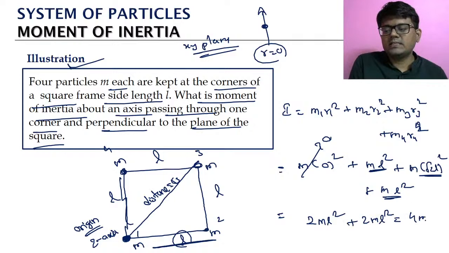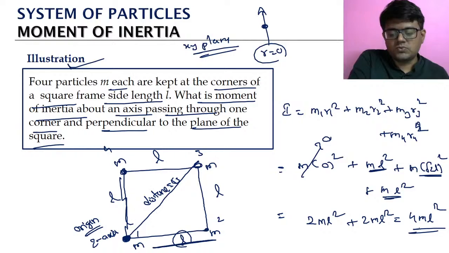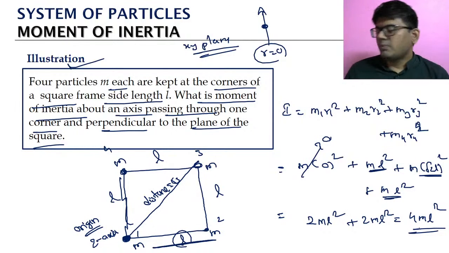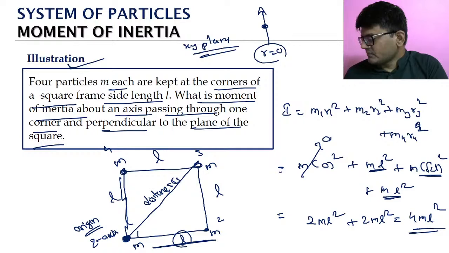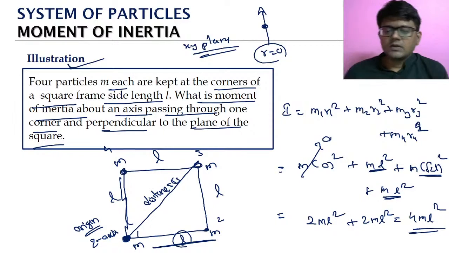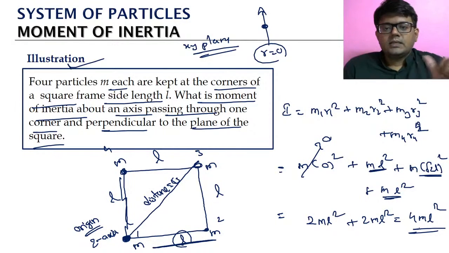So totally what is that? 4m into l square. Check பண்ணுங்க. The moment of inertia of the 4 particle system, நம்ம கிட்ட இருக்கிற 4 particle system, with respect to the axis passing through the corner and perpendicular to the plane of the square.